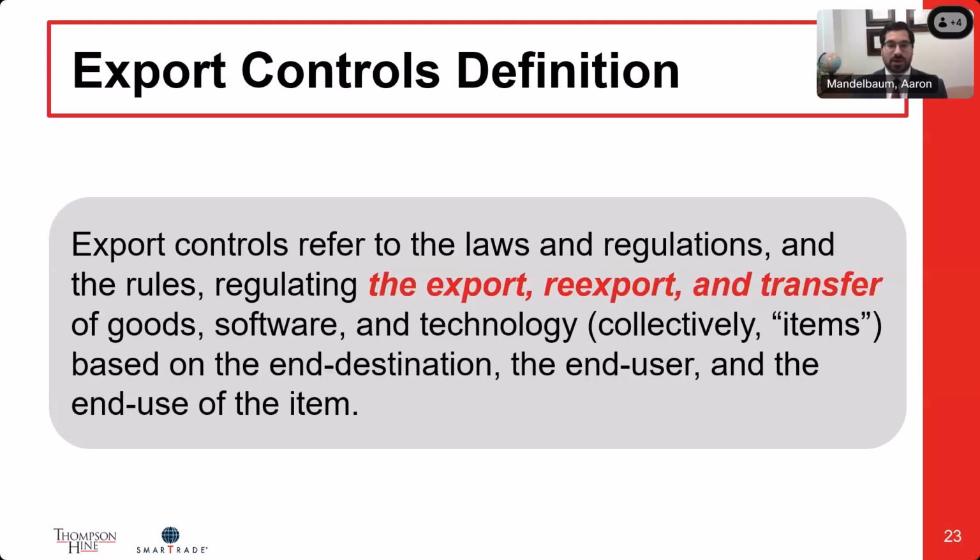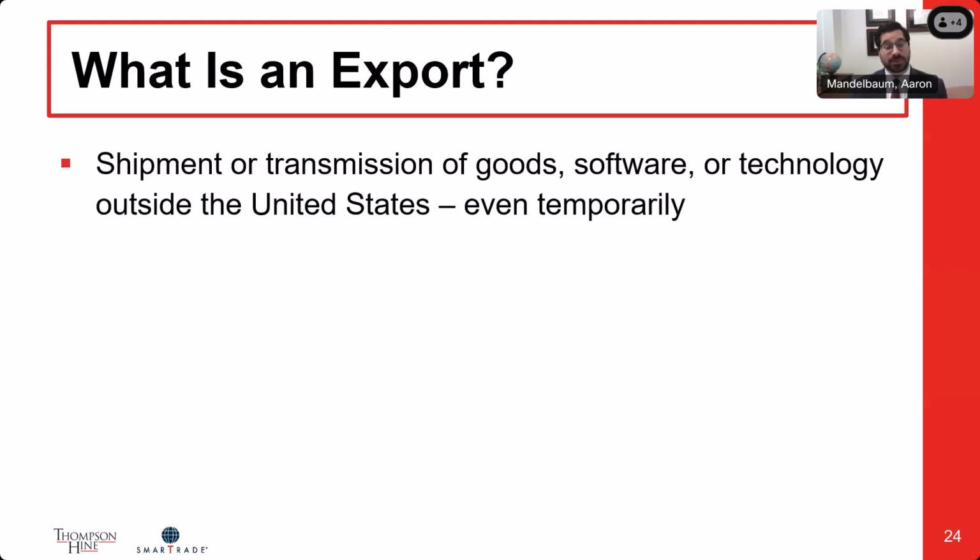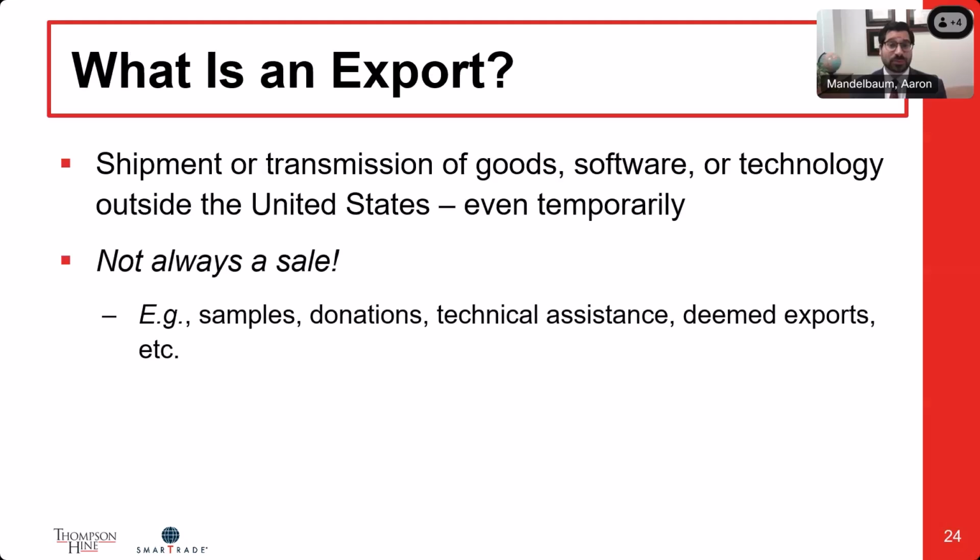Let's start with an export. An export, to be clear, is a shipment or transmission of goods, software, or technology outside the United States, even temporarily. And a common misconception about exports is that they must be pursuant to a transaction. But that's actually not always the case. So for example, sending samples overseas, donations, gifts, that would constitute an export, even if there's not necessarily an exchange of currency, of money.